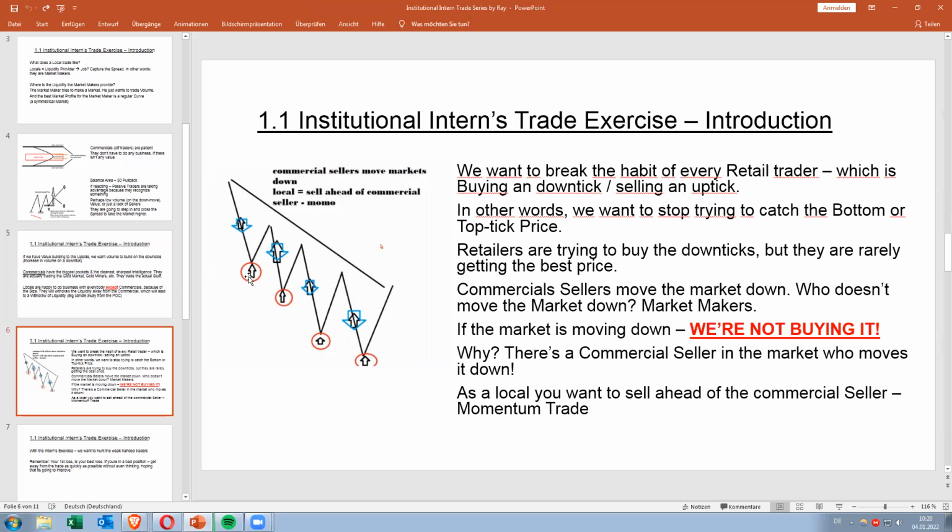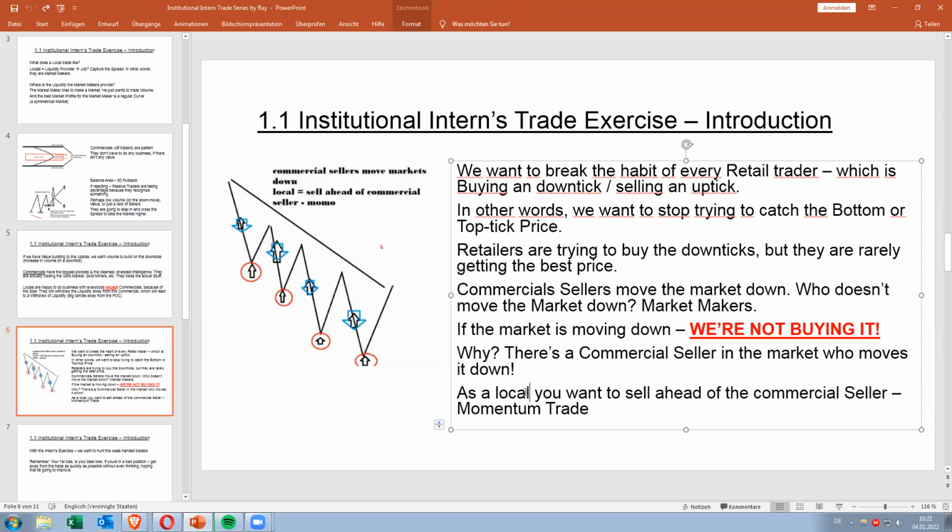They try to sell into a down move. They don't try to buy it, because this is what Ray says. The thing retail traders want is to buy this down tick, this red circle. But what they usually do is buy this price here because they don't know where the low is. So they buy here, they're in the losing position. They try to buy here, but they actually buy here. And this is where we want to sell. When you think I should buy it, you should actually sell it until the momentum becomes clear.